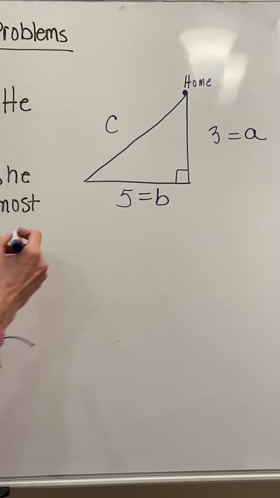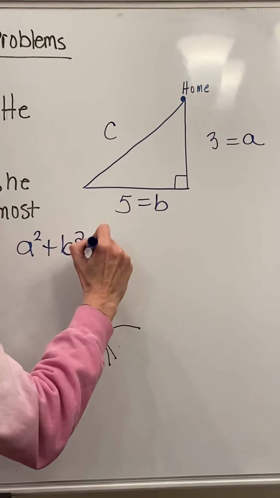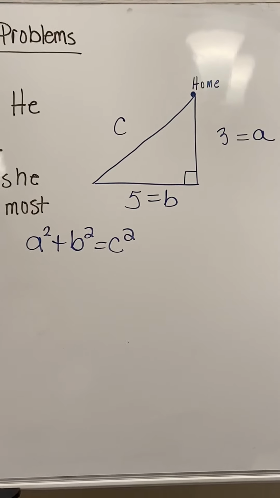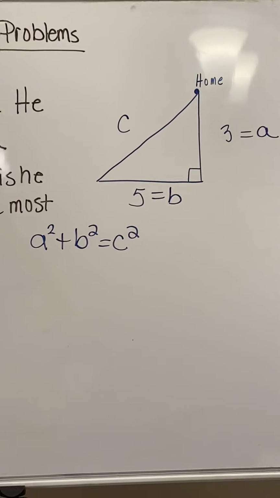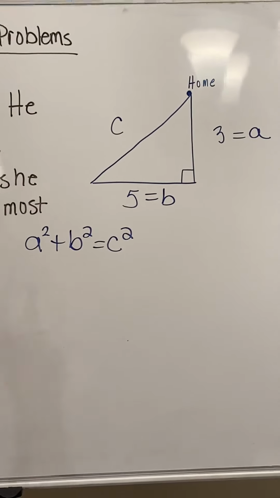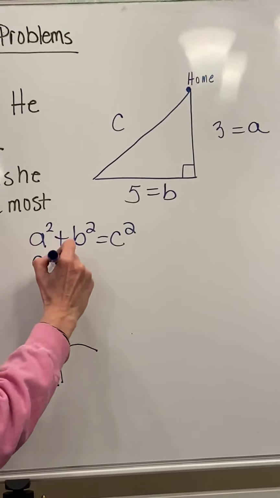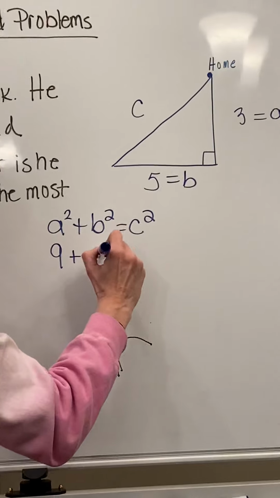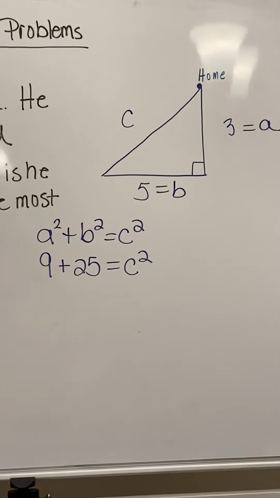So, just to refresh our memory on our Pythagorean theorem, A squared plus B squared is C squared. And we are solving for a missing side of our triangle today. We're not trying to prove that this is a right triangle like in our previous lesson. We know it's a right triangle. We need to solve for the missing side. So my A value is 3, so 3 squared is going to be 9. My B value is 5, so 5 squared is going to be 25. And I don't know what C is yet. That's what I'm solving for.